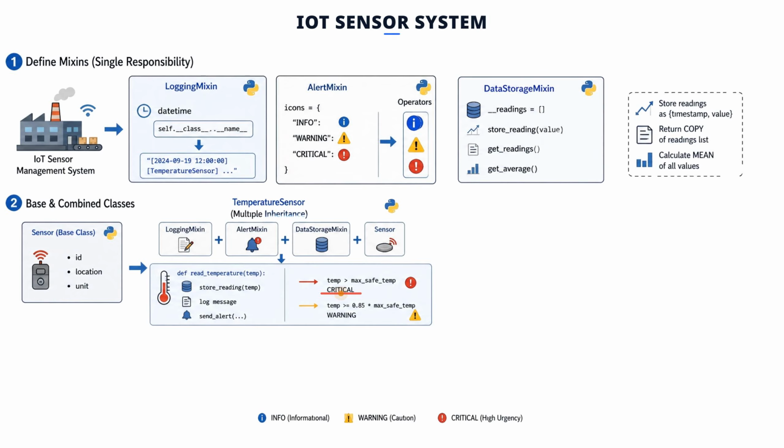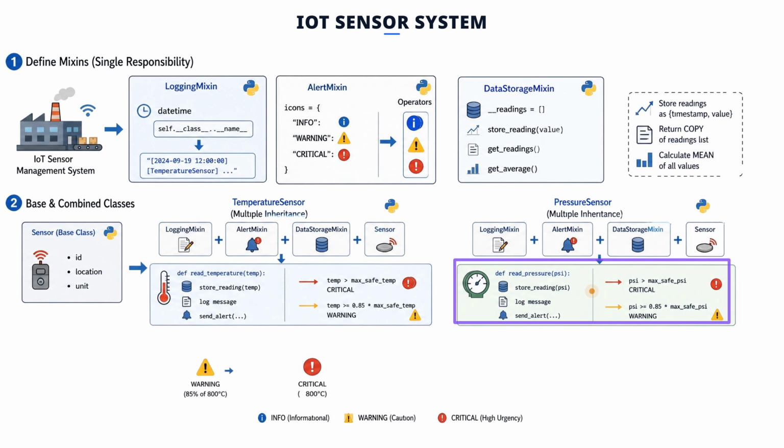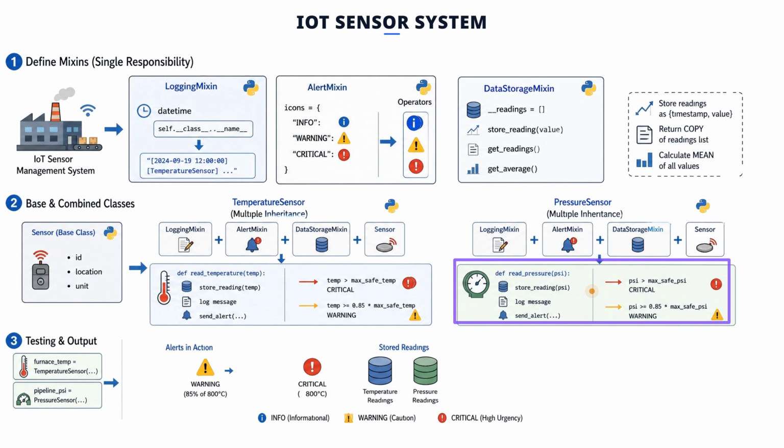All of this works reliably because of Python's method resolution order. If we look at the MRO for the temperature sensor, we see exactly how Python searches for methods, starting at the temperature sensor itself, then checking logging, alert, data storage, and finally the base sensor class. Let's move on to discuss how these principles apply to a broader system architecture.